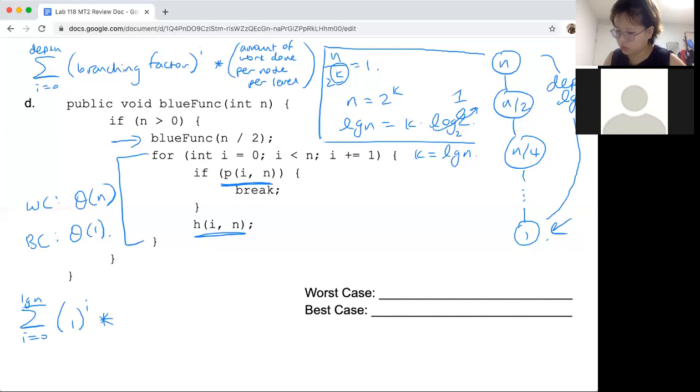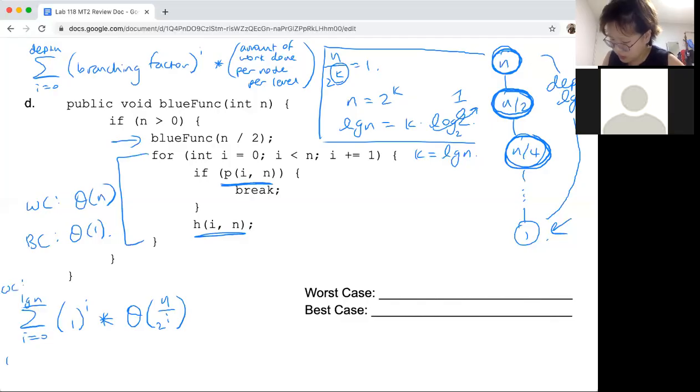And the amount of work we do per level is actually going to be dependent on the size of n at that level. So here at the very top, the root, the size of n is n. But the size of n is n over 2 here, the size of n is n over 4. So basically the size of the argument that we pass in halves at each level. And so in the worst case, it's going to correspond to theta of n over 2 to the i. And the best case is just going to be 1, because 1 doesn't depend on n, so it's always going to be 1.